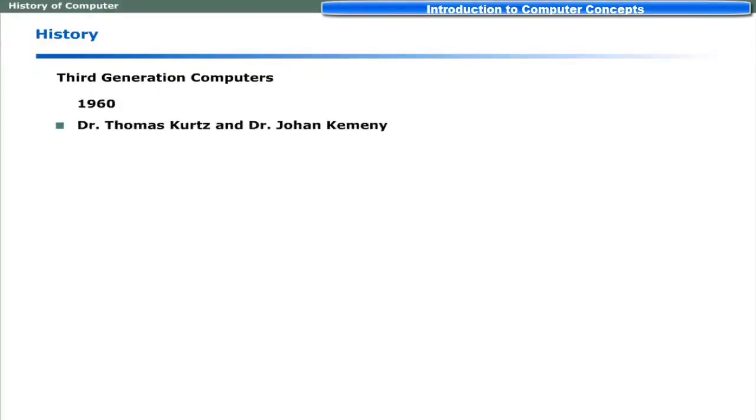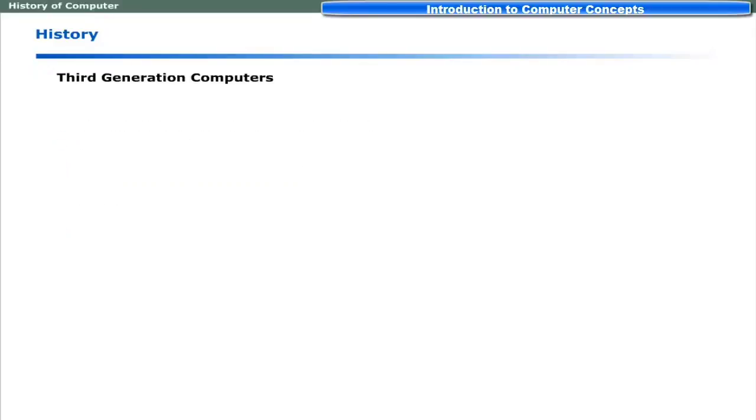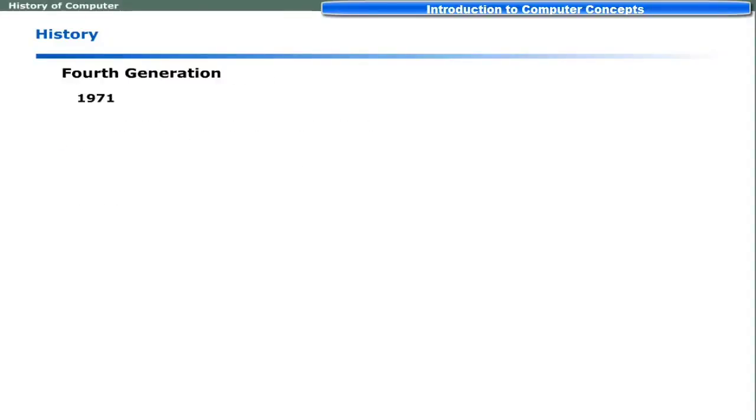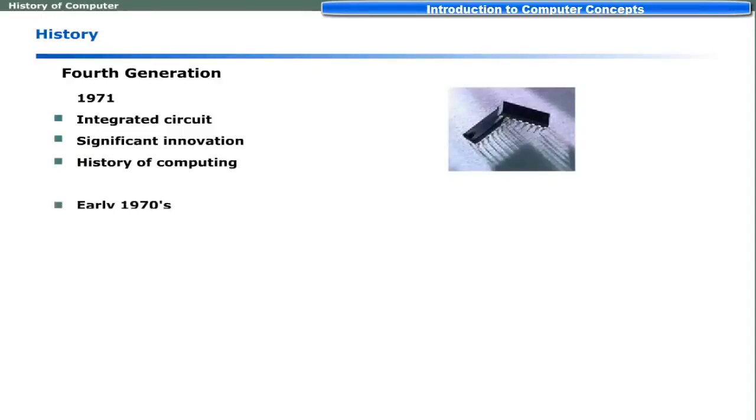In 1960, Dr. Thomas Kurtz and Dr. John Kemeny started developing a programming language and introduced BASIC Programming Language in 1964. It became a popular programming language for business and scientific applications. BASIC was supported on many types of computers. During 1971, fourth-generation computers were introduced with the introduction of the integrated circuit. This was a significant innovation in the history of computing.